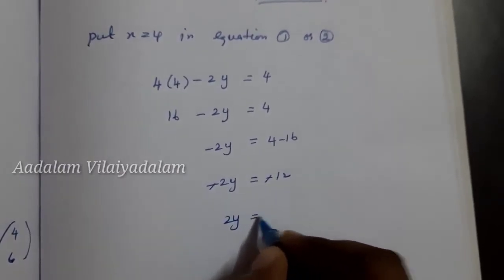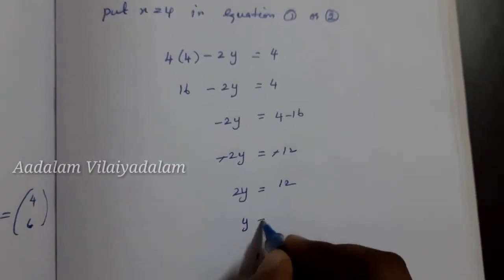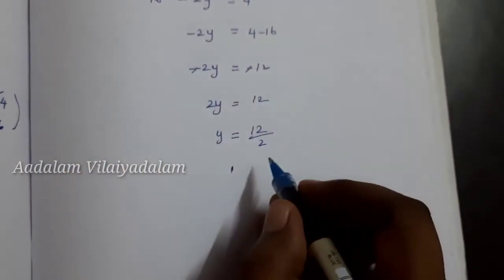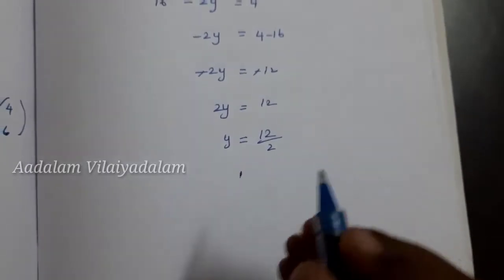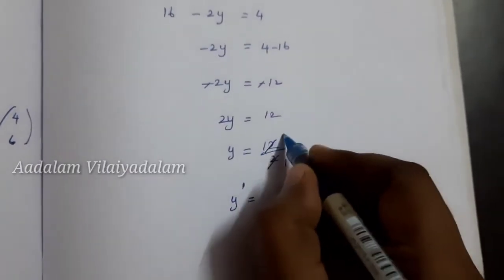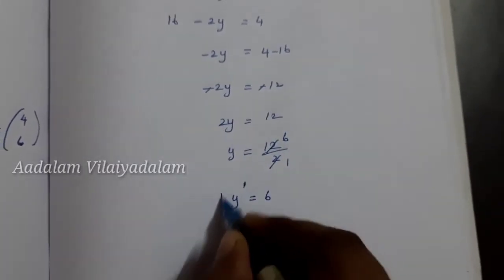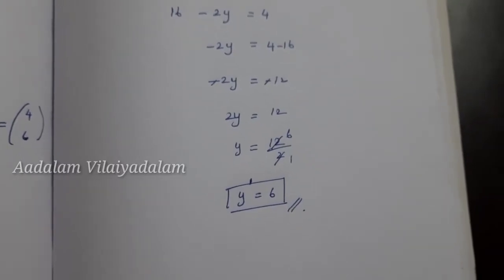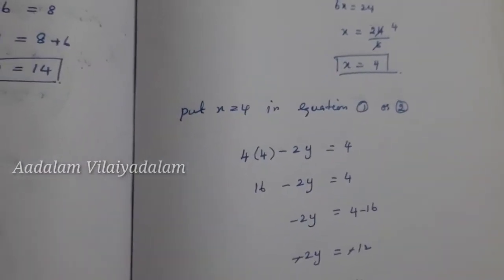Then 2y equal to 12 and y equal to 12 by 2. When it is in multiplication, it becomes division when it gets transposed. Therefore, y equal to 2 1s are 2, 2 6s are 12. Then y equal to 6, which is the answer for this x and y values.